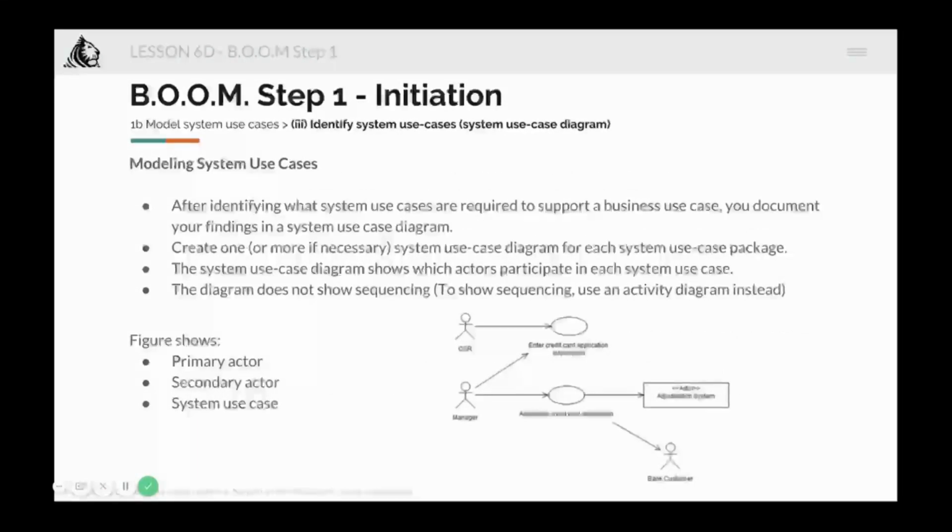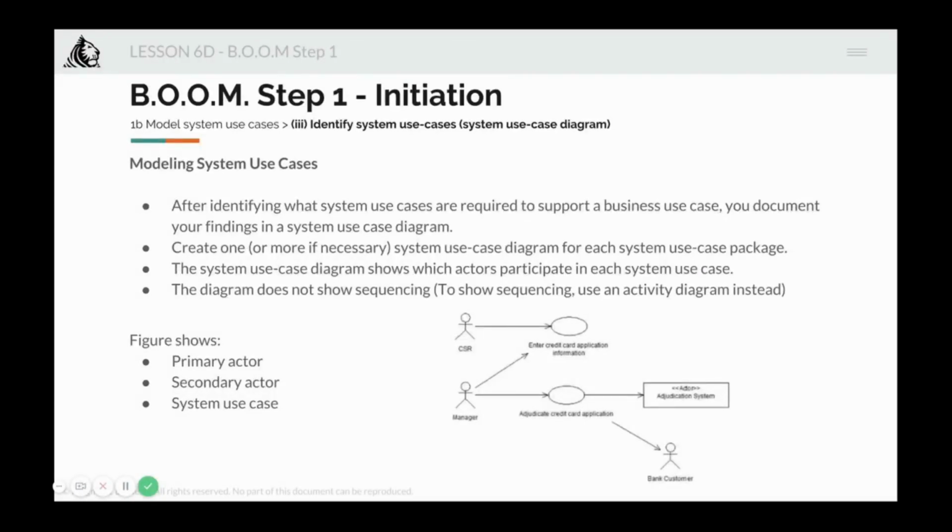So let's understand how you model the system use cases, right? So once you have decided what system use cases are required to support a business use case, right? I'll just pause and repeat this because this is important. Once you have decided what system use cases are required to support a business use case, so you have identified the business use case and then you are identifying the system use cases that are needed to support the business use case, right? So you document your findings in a system use case diagram.